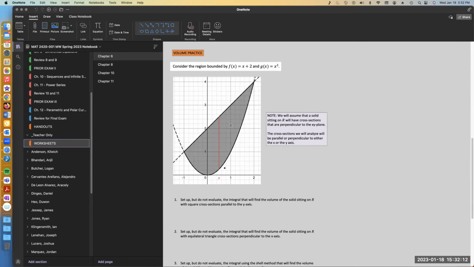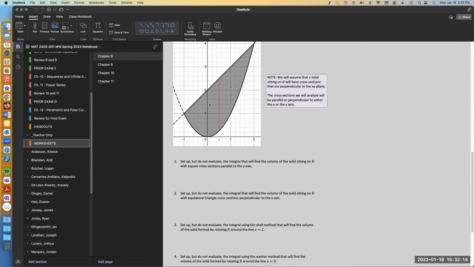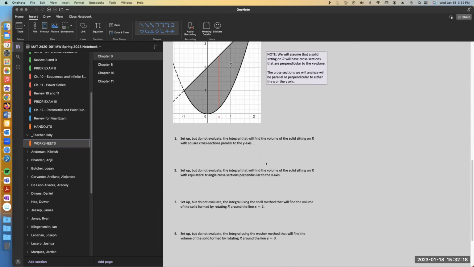And down here, finding volume. We'll get to this when we start rotating around axes. So these are going to be 4 volume problems. And again, just set up the integral. That's all you have to do.